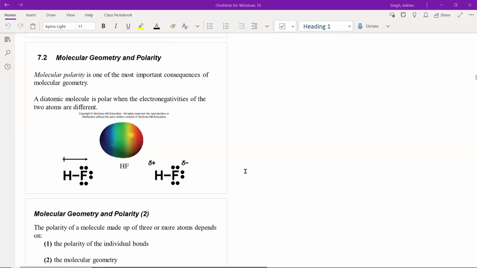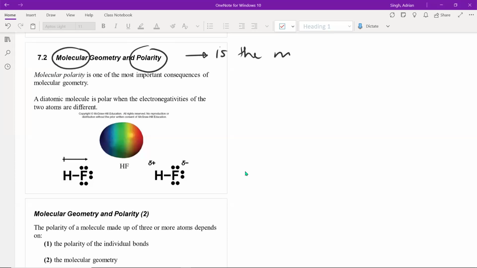Okay, so now that we have an idea of how to not only draw Lewis structures, but also use those Lewis structures in conjunction with VSEPR theory to come up with the shapes of molecules, now we're going to take a look at how we can incorporate both the shapes of molecules along with the polarity of bonds in order to now determine the molecular polarity. In other words, is the molecule polar or non-polar?